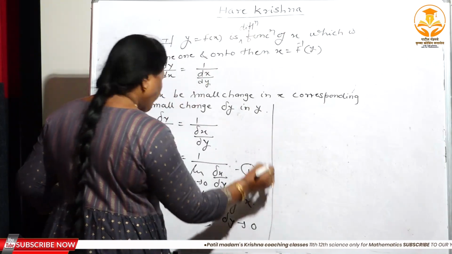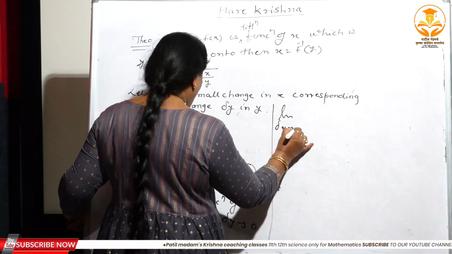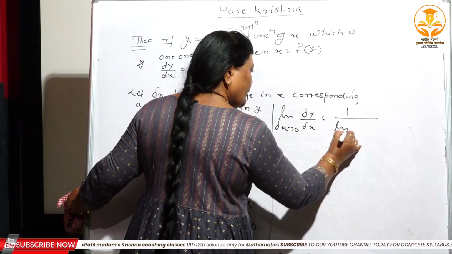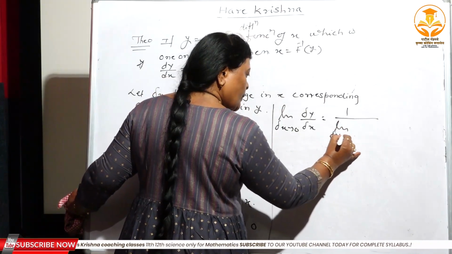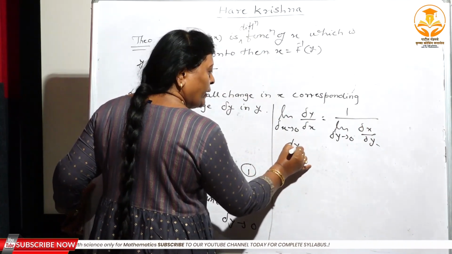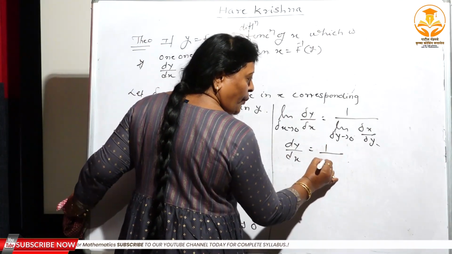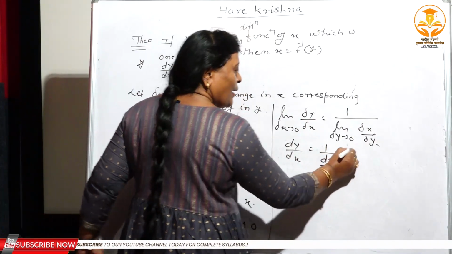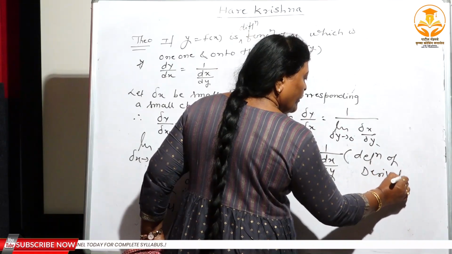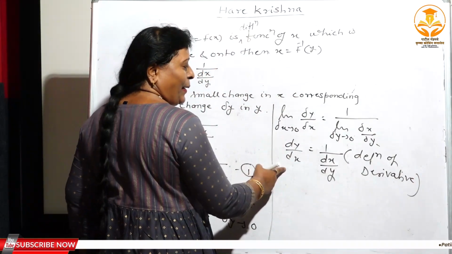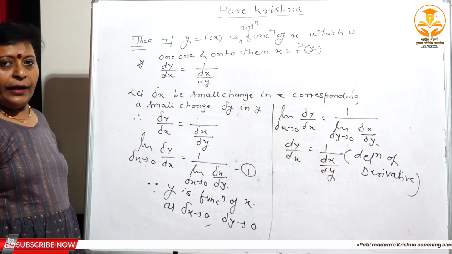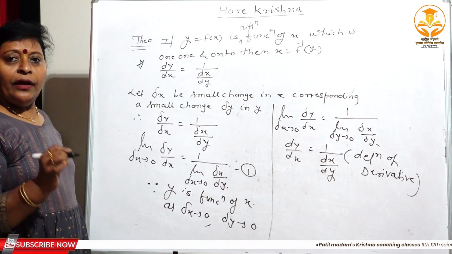Therefore here see, limit del x tends to 0, del y divided by del x, is equal to 1 upon limit del y tends to 0, del x divided by del y, right? Therefore directly here you can write dy by dx is equal to 1 upon dx divided by dy, and this is by the definition of derivative, isn't it? So dy by dx is nothing but 1 upon dx by dy. This is a very important theorem, right? From the view of the board, isn't it?